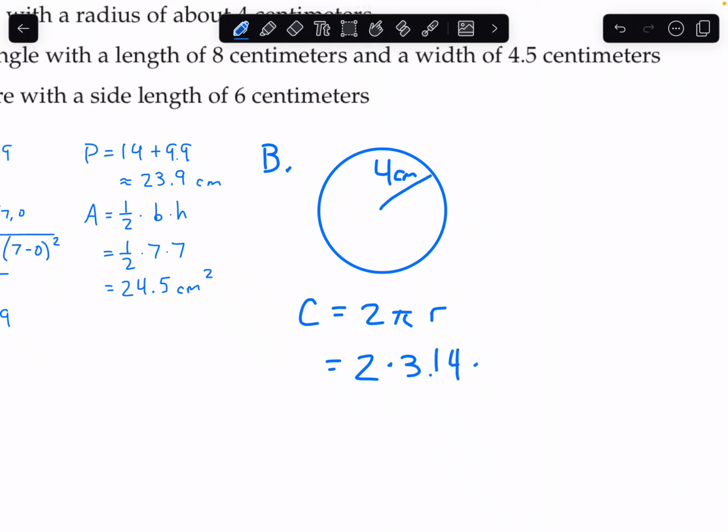3.14 times the radius here is 4. 2 times 4 is 8. 8 times 3.14 is 25.12.